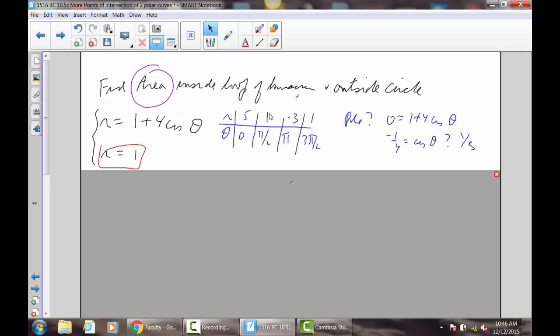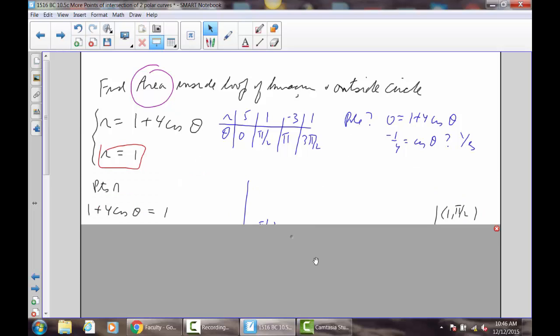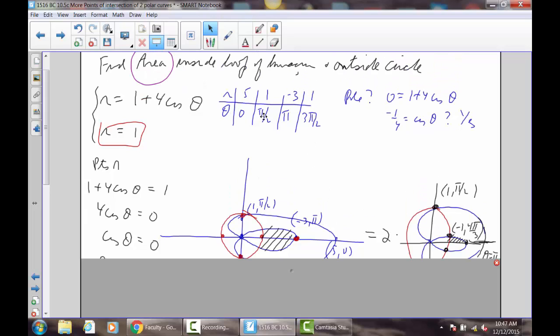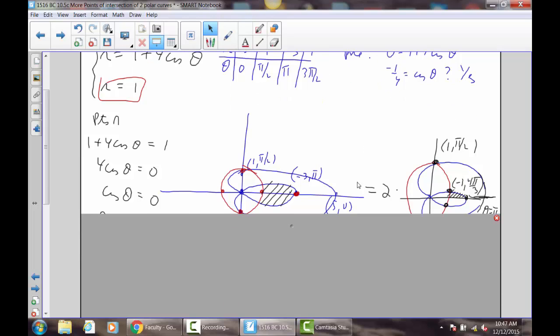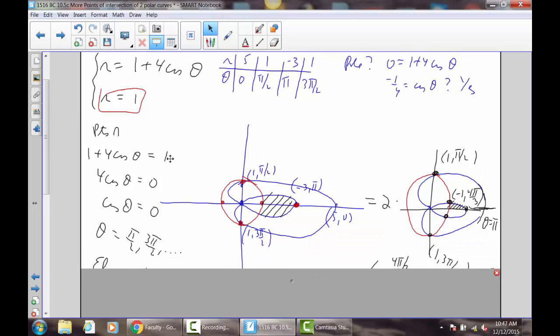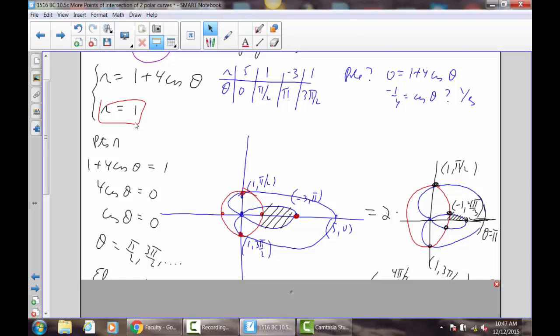This is more traditional. Find the area inside the limacon, outside the circle. So we find the limacon using our table. The pole did not come up, so I do a separate check, and yes, I do get the pole, so it is a limacon with a loop. If I solve the original system of equations, I'll get pi over 2 and 3 pi over 2. We knew those anyways, because when you graphed the circle and you graphed the limacon, you had those 2 points.